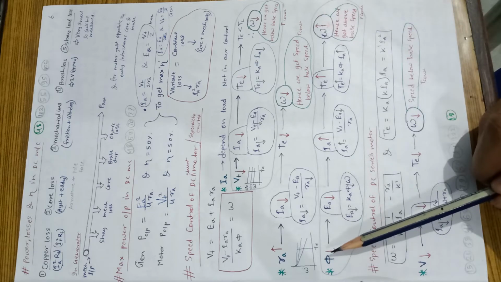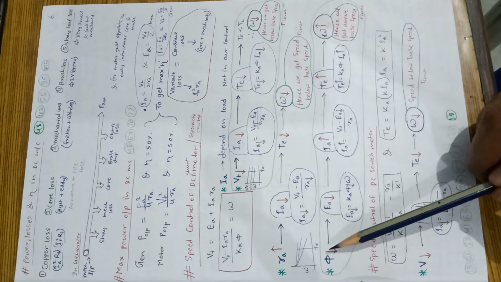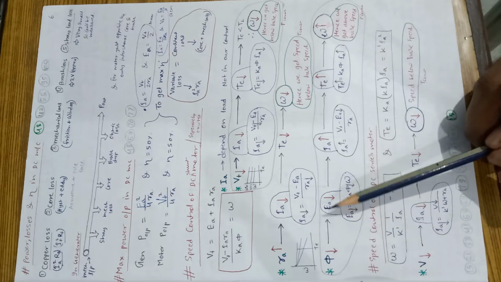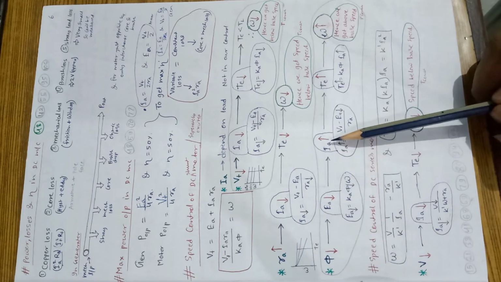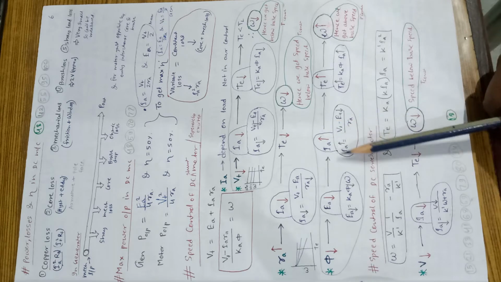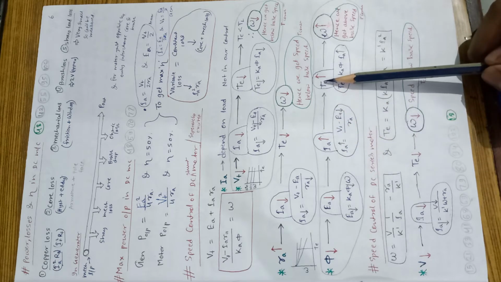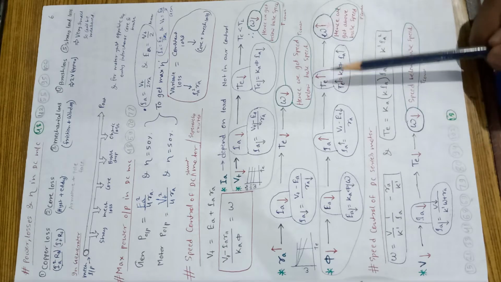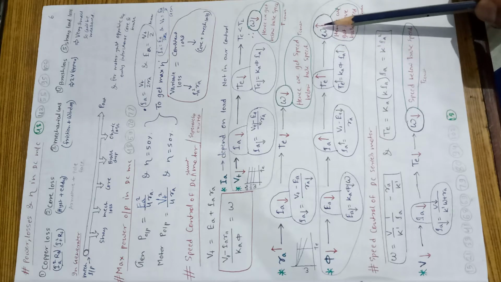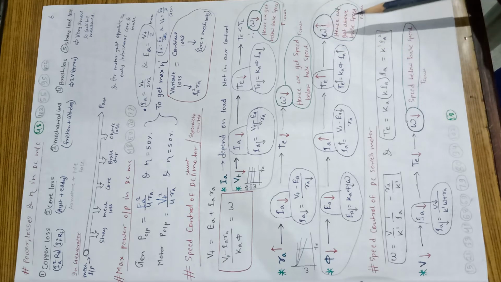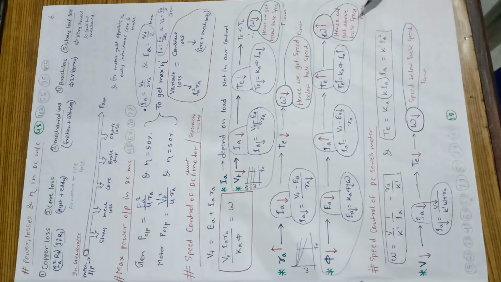And if we decrease the flux, induced EMF will decrease. If induced EMF decreases, then armature current will increase. If armature current increases, then torque will increase. If torque increases, then the speed of the motor will increase, that will be above the base speed with constant power. This point you have to remember, with constant power.